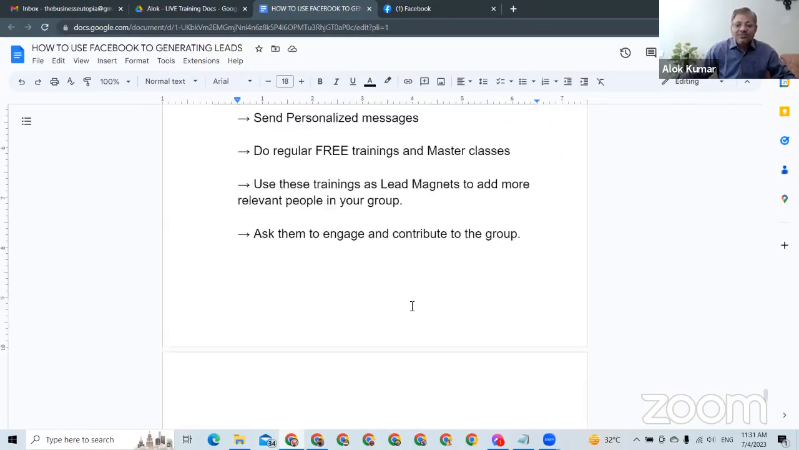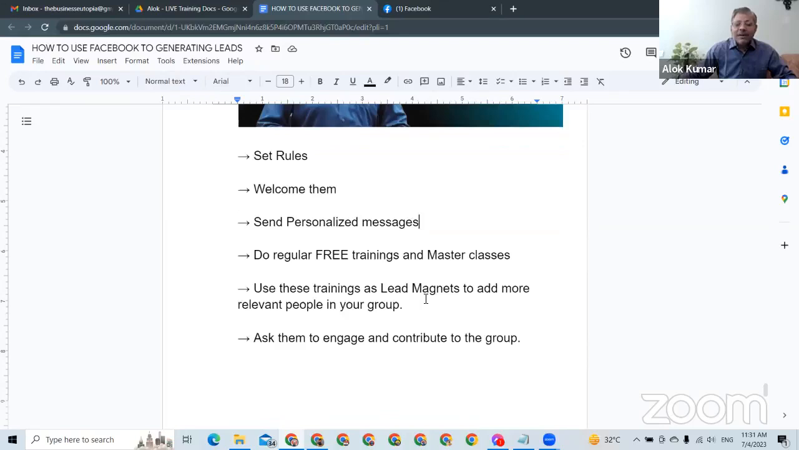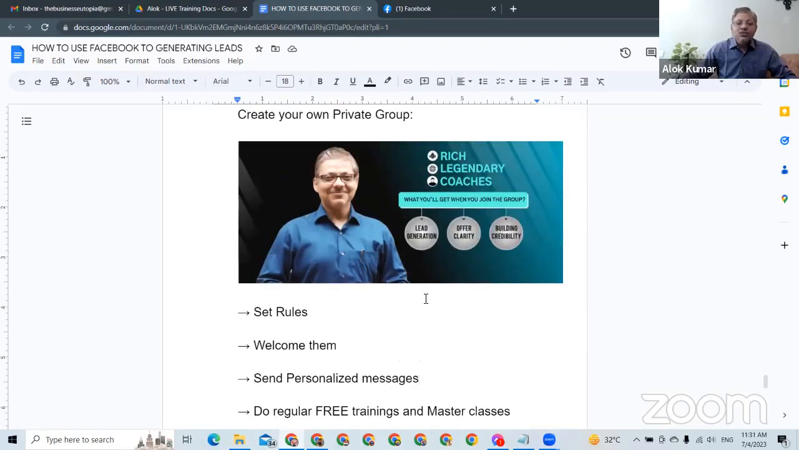And last but not the least, you have to ask them to engage and contribute to the group, because it's your group, and it's not only your group, it's the people who are making your group so relevant to you. So ask them to increase the participation in this group. And this is what you have to do.